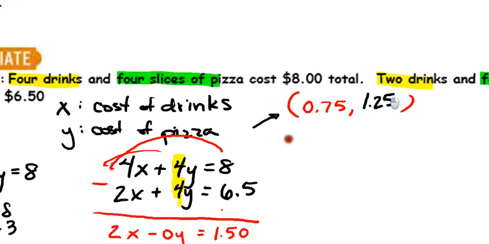What I would challenge you to do right now is go ahead and substitute in that 0.75 for the x in both of the equations and that $1.25 for the y to confirm that those are the correct answers. Go ahead and do that, and then you can call it a night, and I will see you guys in the morning.